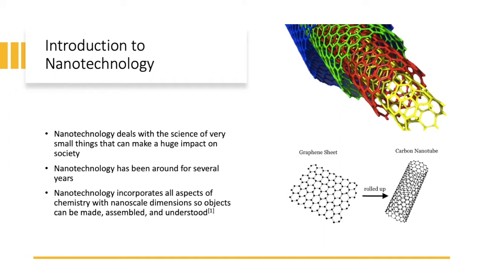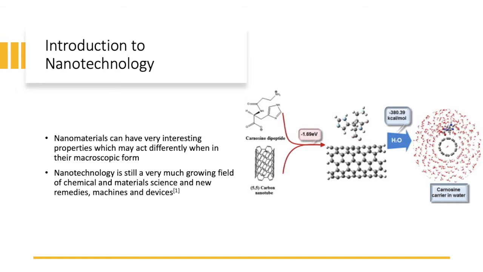And the image on the lower right is actually a graphene sheet that's rolled up into a carbon nanotube. Nanotechnology has been around for several years, and it does incorporate all aspects of chemistry with nanoscale dimensions, so objects can be made, assembled, and understood. You can see on the top right that these nanotubes can be very complicated, and there can be quite a few layers on them.